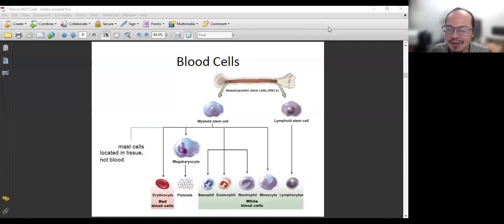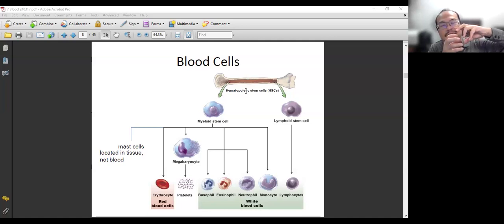So as I talked about earlier, all these cells come from the bone marrow. They all come from the stem cells. This stem cell is called the hematopoietic stem cell. These hematopoietic stem cells are in a particular niche, an environment that helps them reproduce themselves. So they are in the bone marrow.